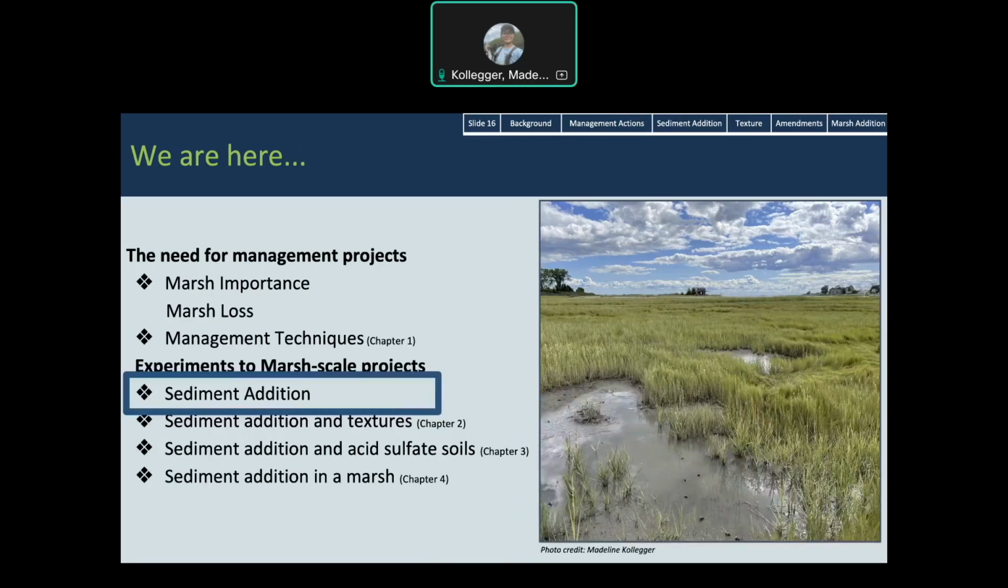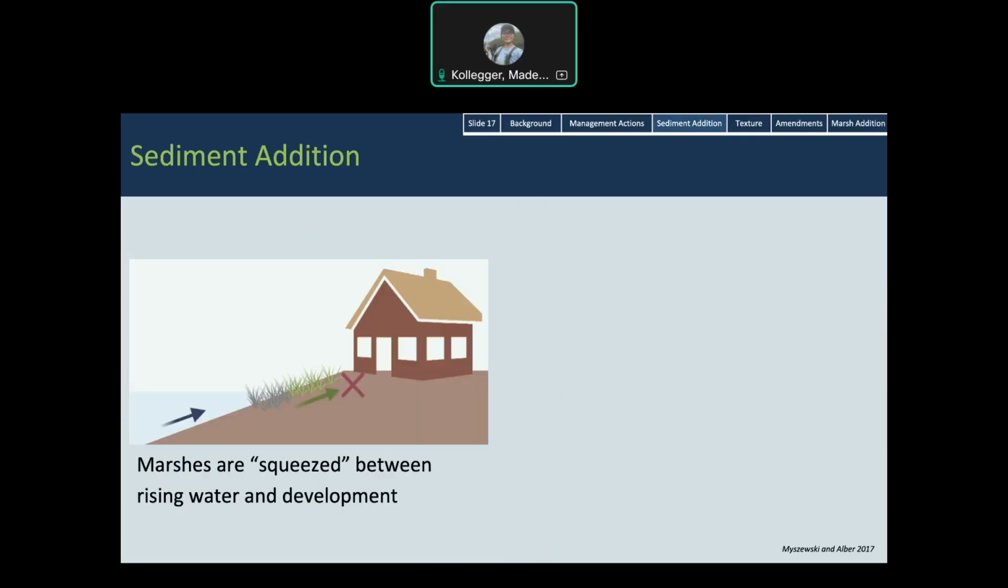And that brings us to the second phase of our presentation today, where we talk about sediment addition. So on the left-hand side here, you've got a diagram where the sea level is rising at the left, and you've got houses right on the coastline at the right. In between, you have a salt marsh kind of being squeezed like an accordion, as you have rising sea level on one side and permanent hardcore development on the other. And so the marsh is just drowning in between the two of them. We call this the salt marsh squeeze.